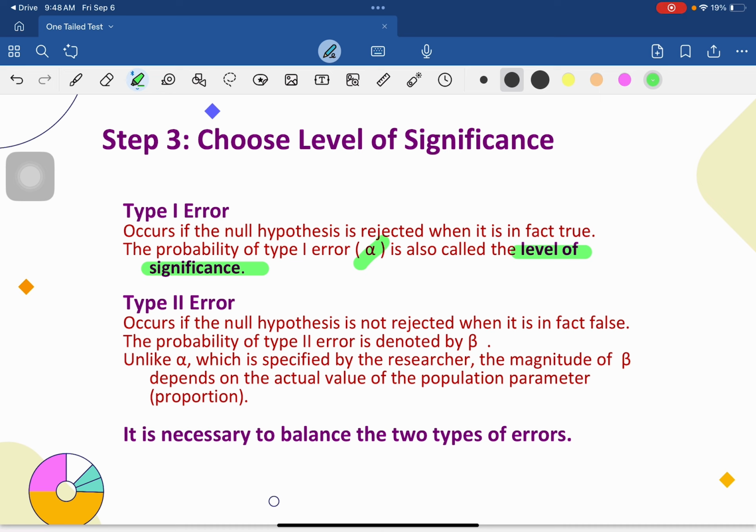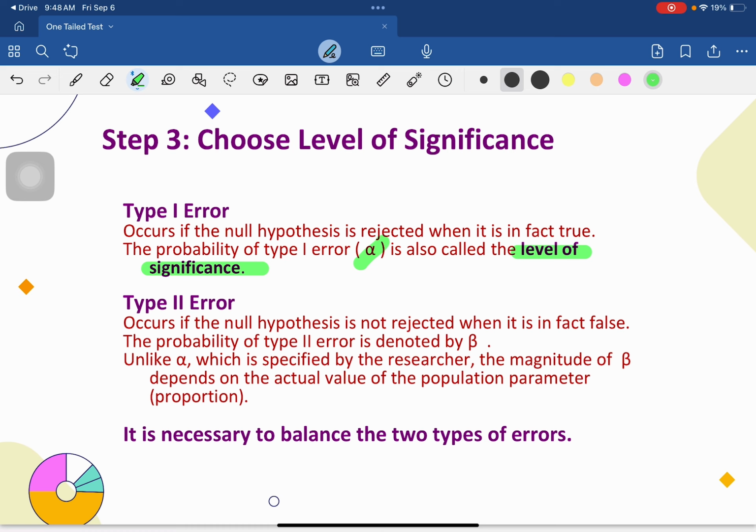A type 2 error occurs if the null hypothesis is not rejected when it is in fact false. The probability of a type 2 error is denoted by beta. Like alpha, which is specified by the researcher, the magnitude of beta depends on the actual value of the population parameter, or in terms of proportion. So it's just necessary that you balance the two types of errors.